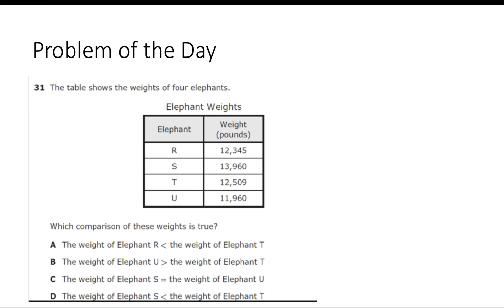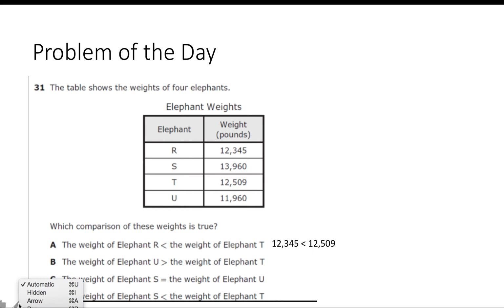Okay, so now that you've looked at them, we know the weight of elephant R and elephant T, so I'm going to write that down right next to this answer choice. So I know that the weight of elephant R is 12,345 because it says it right here, and I know that the weight of elephant T is 12,509. So now I need to figure out which is greater, 12,345 or 12,509.